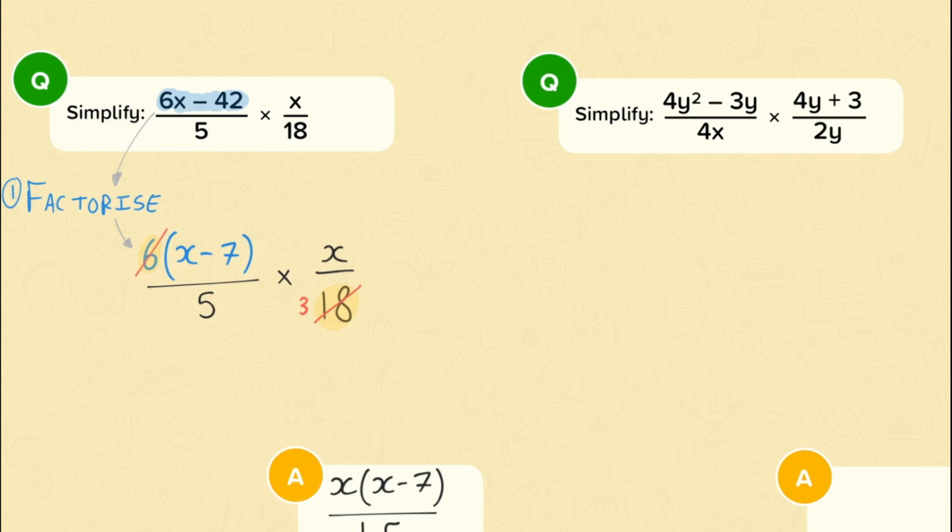Now you do not need to go any further. You don't need to expand the numerator to x squared minus 7x. It's actually much simpler to leave the numerator factorized.